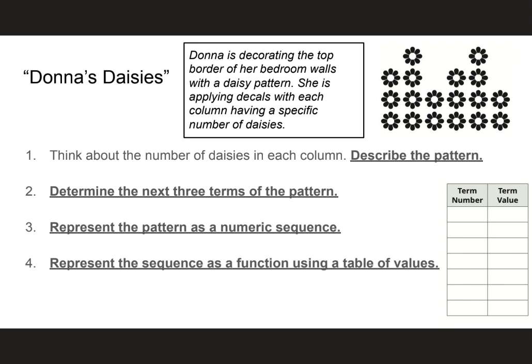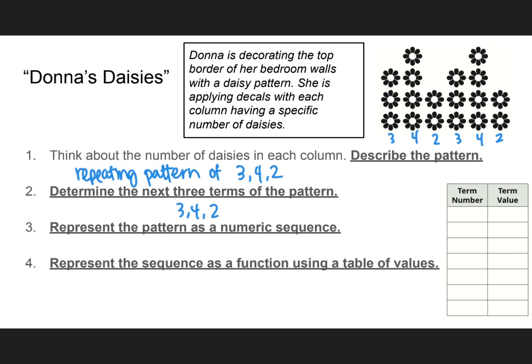Well, let's just look at each column. This is 3, this is 4, this is 2. The next one is 3, 4, 2. So it seems to be a pattern of 3, 4, 2. So repeating pattern of 3, 4, 2. So the next 3 terms of the pattern would be 3, 4, 2.